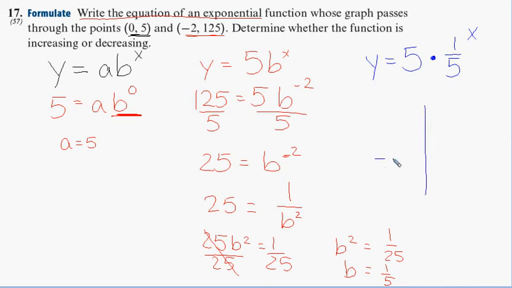In order to help you visualize that, I'm going to graph these points. (0, 5) is right here, and (-2, 125) is going to be way up here, okay? So remember that an exponential function is going to have a curved line here. So we've got something like this going on, which means that, I hope you can see, it is decreasing. If it were increasing, it would look like this, okay? So decreasing is the correct answer for this.